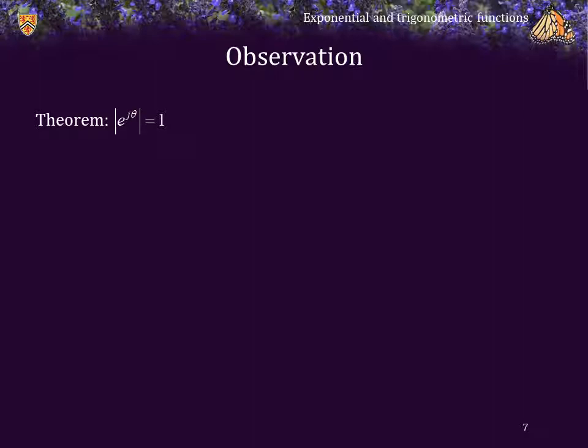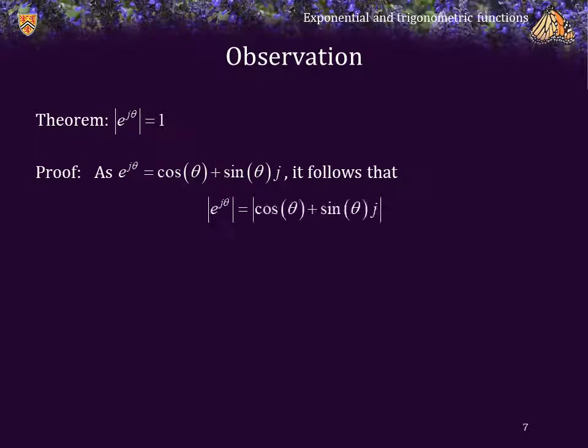Now, some observations. The magnitude of e to the j theta is 1 for all theta. Proof. As e to the j theta is equal to cosine theta plus sine theta j, it follows that its magnitude is just the magnitude of that expression. But the magnitude of that expression is the square root of cos theta all squared plus sine theta squared. But that's equal to the square root of 1, which is 1, and we are finished.